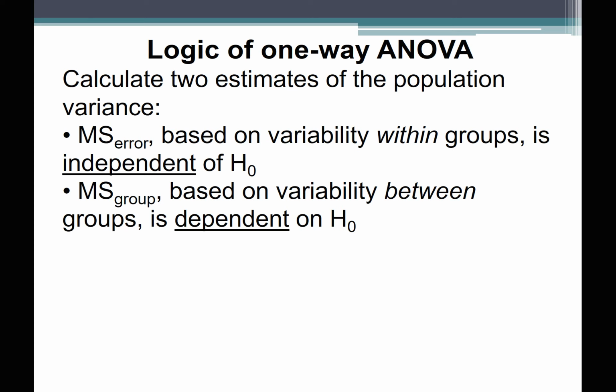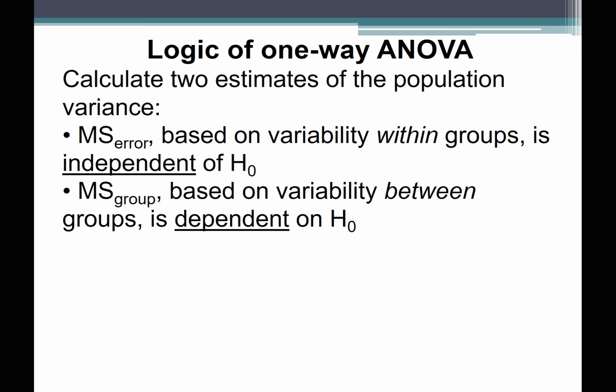So keep that in mind when we're talking about how we find F, the F ratio, because the F ratio is made up of these two components, the between group variability and the within group variability.